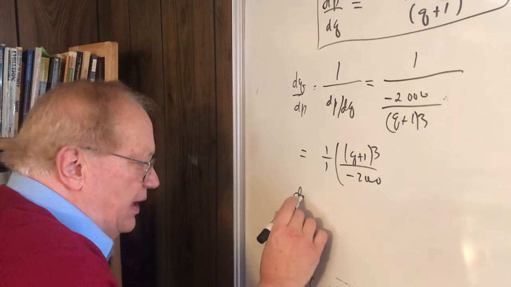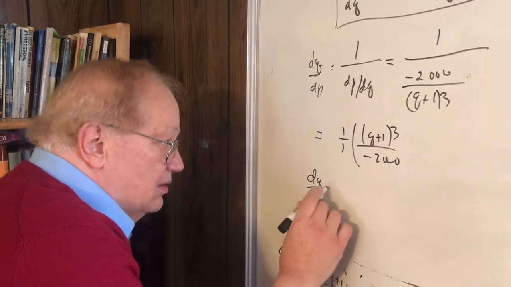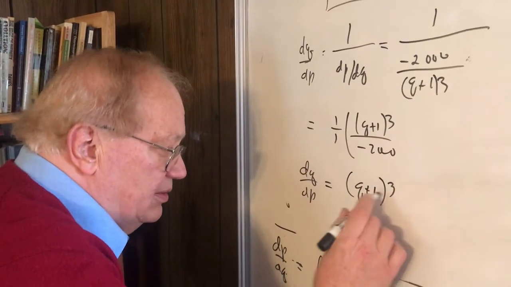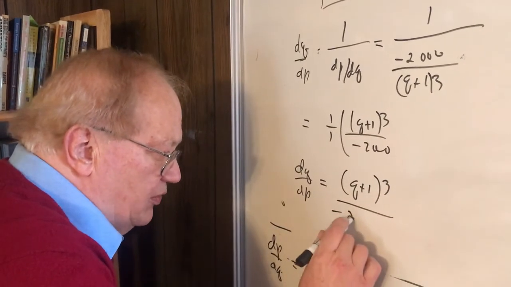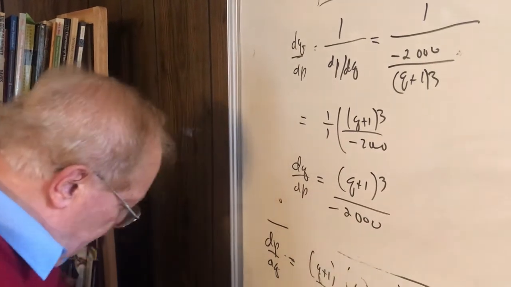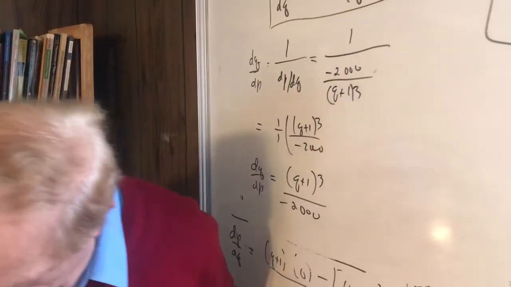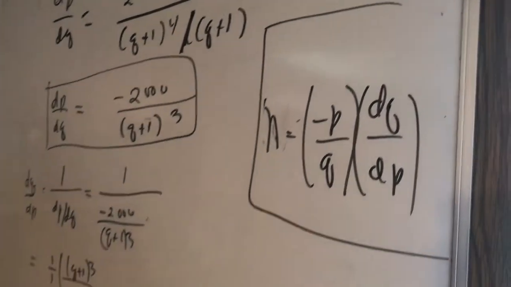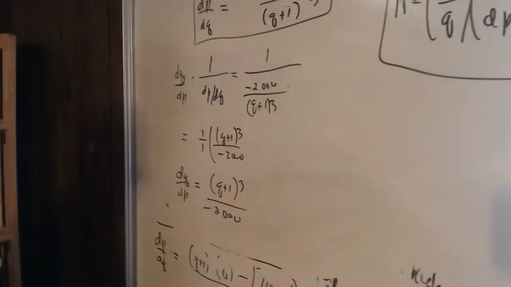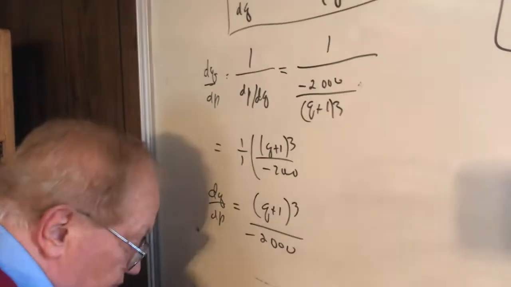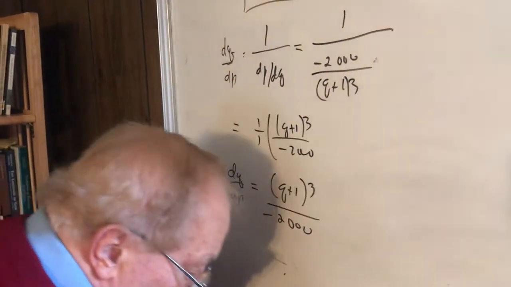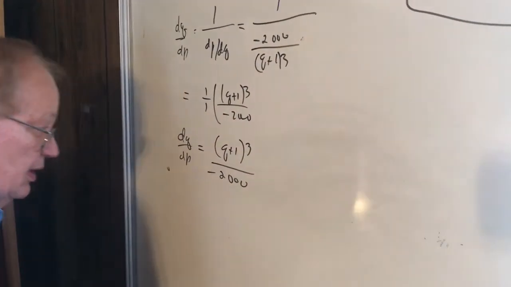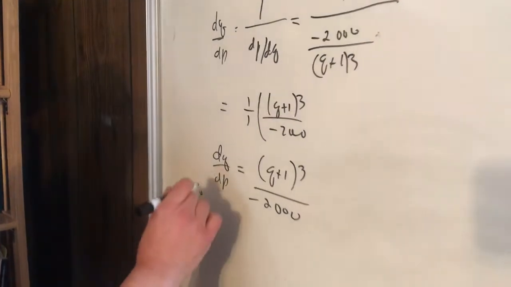So dq/dp turns out to be q plus 1 to the third over minus 2,000. And that's my dq/dp. See, all I did is I found dp/dq, and I flipped it, took the reciprocal, which is perfectly logical, perfectly allowable, and this is my dq/dp.